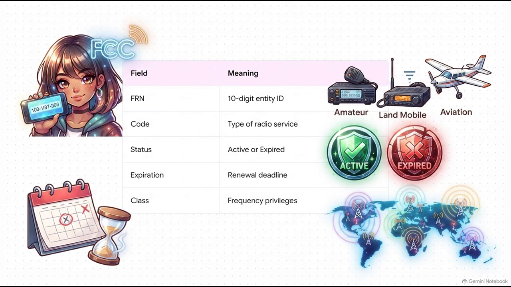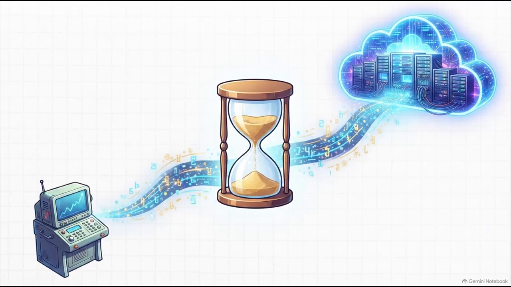So this table maps those bureaucratic terms directly to their practical meanings, empowering you to quickly assess someone's operating credentials right at a glance. You'll see the FRN, or FCC registration number. That's a unique 10-digit identifier for the actual person or entity. The radio service code tells you if they're operating amateur, land mobile, or aviation spectrum. You'll definitely want to check the license status to see if it's active or expired. And of course, there's the operator class, which dictates exactly which frequency privileges the user has earned the right to transmit on. One quick thing to keep in mind, though.